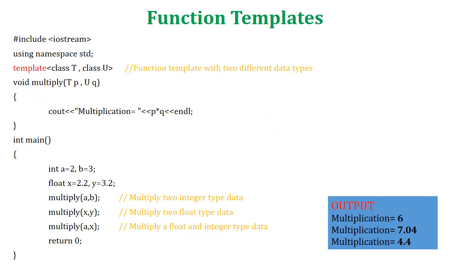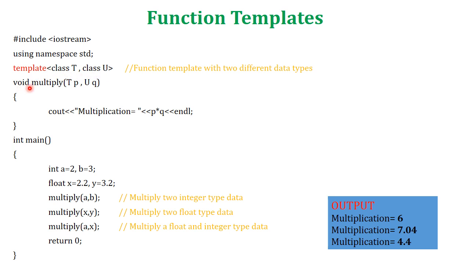And one more example. Suppose a function template with two different data types. Suppose we are passing mixed data types. In that case, how will it deal? For example, template, then class T, comma, class U. So now we are passing different parameters, right? So now we are creating two generic data types, class T, comma, class U.